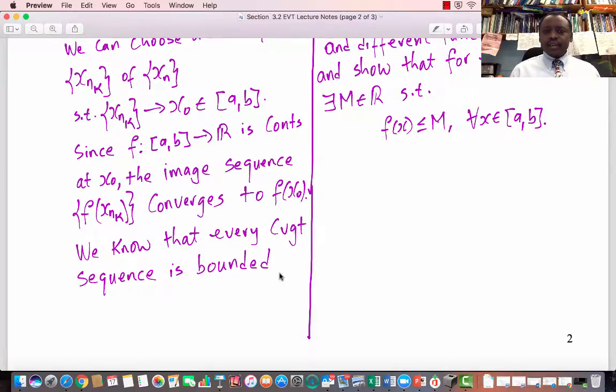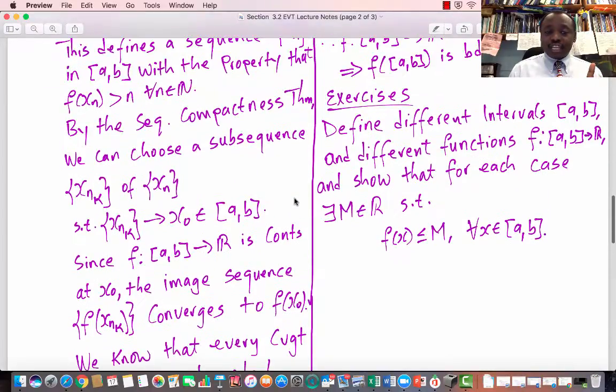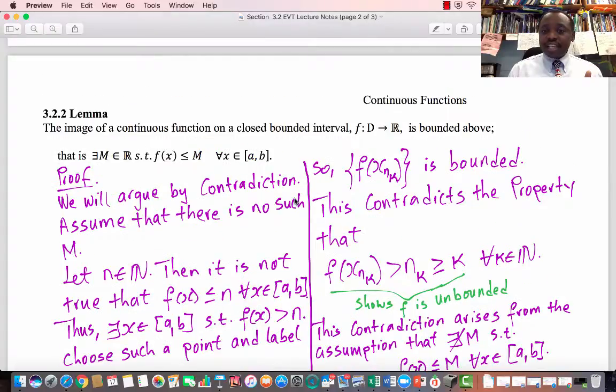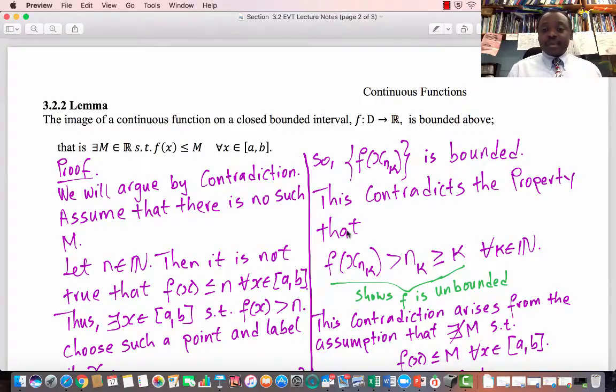But wait a minute. We do know that every convergent sequence is bounded. It has a beautiful proof. If you have forgotten the proof, you should go back and look at it in section 2.1. Every convergent sequence is bounded. So we have f of x_{n_k} converging to f of x_0. What does that say about the sequence f of x_{n_k}? That means the sequence f of x_{n_k} is bounded. But wait a minute. This contradicts the property that f of x_{n_k} is greater than n_k, which is greater than or equal to k for every k in the natural numbers.